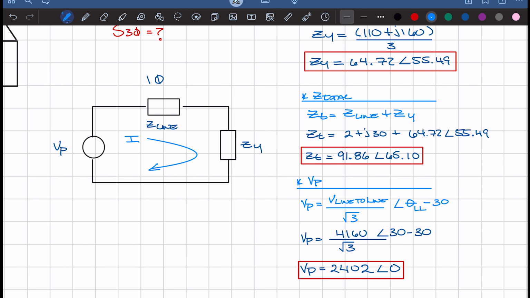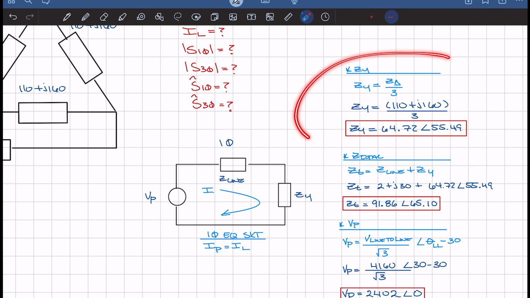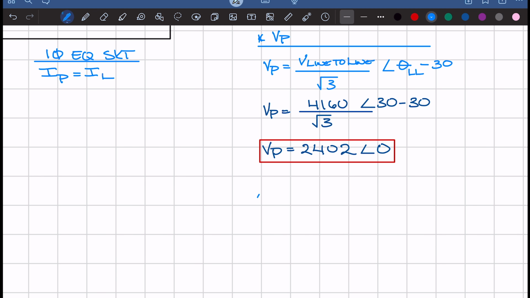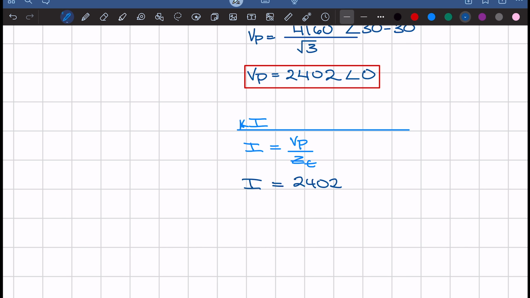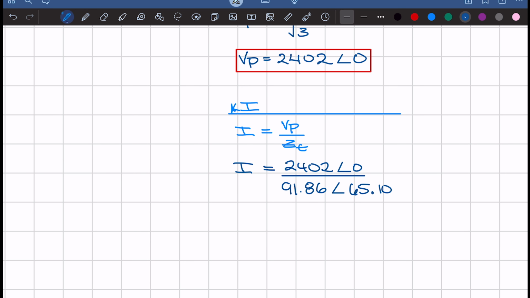Next, we're going to focus on the current. Now for the single phase equivalent circuit, the line current is equal to the phase current. And this is where the changing from a Z delta to a ZY comes into effect. So let's solve for the current. The formula for the current is V phase over Z total. So we have I is equal to 2402 at an angle of 0 over 91.86 at an angle of 65.10. This gives us a current of 26.15 at an angle of negative 65.10.